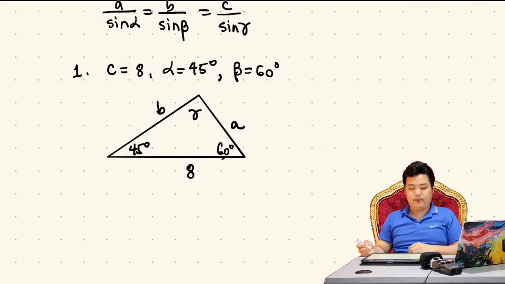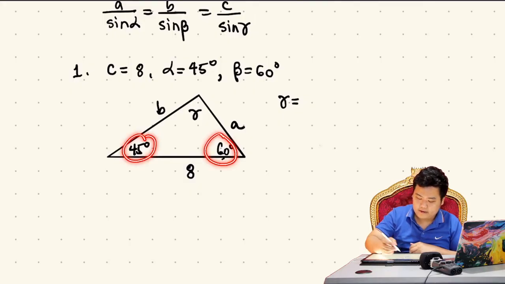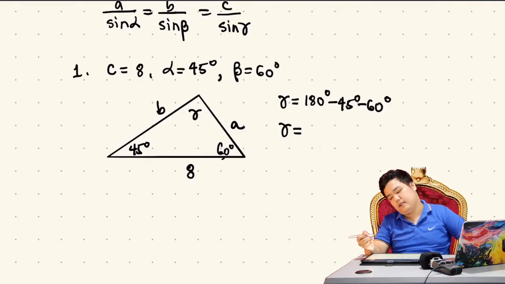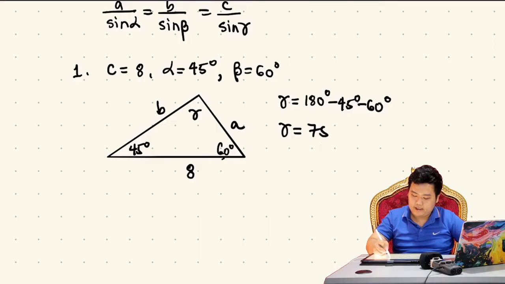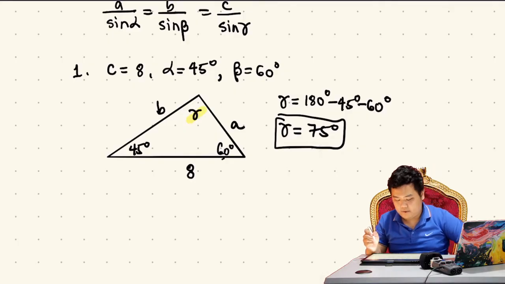Okay. Madaling isolve yung gamma, so unahin natin yun. Gamma is 180 minus this and this. So, gamma is equal to 180 minus 105, so 75 degrees. Meron na tayong isa. Okay, i-highlight nga natin yung mga na-complete na natin.